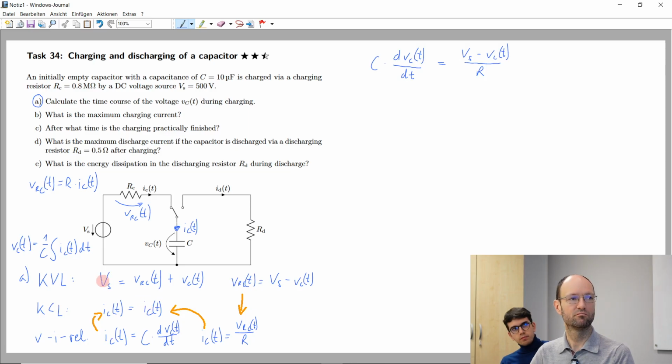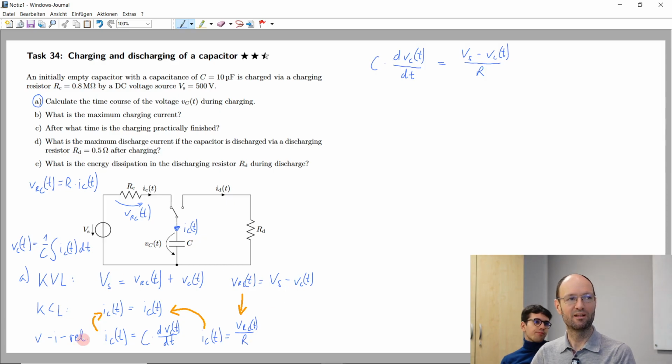And before, if we take a look at this here, we had, let's say, 1, 2, 3, 4 equations. Or, I mean, this is not really an equation, so let's not count this. So let's say we had 1, 2, 3 equations for 3 unknowns: 1 unknown current and 2 unknown voltages.